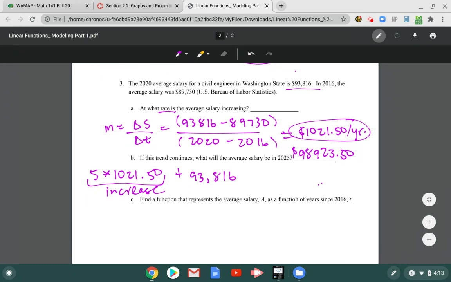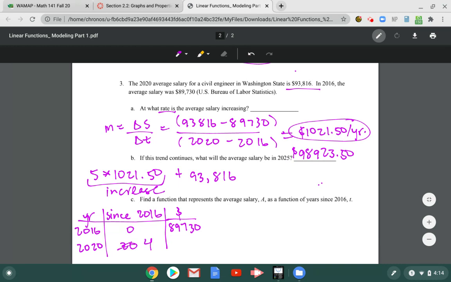Okay, find a function that represents the average salary A as a function of years since 2016. So again, if I do year, and years since 2016, and then salary, I've got 2016, years since would be 0, and my salary is 89,730. 2020 is my other data point that I was given, so it's a nice one to use. This is going to be 4 years.